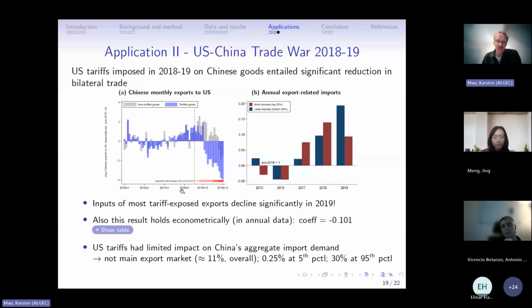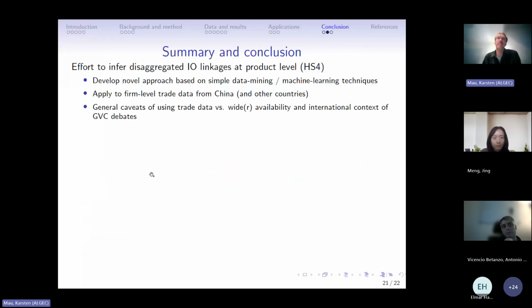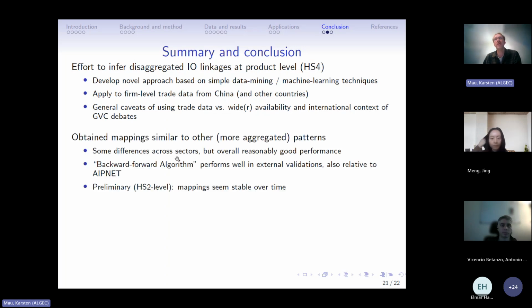So these are the two applications we have at the moment. Maybe just to summarize very quickly, and then maybe there's some time and interest for questions. We are really trying to develop a method to infer these input-output linkages at the product level. At the moment, I think it is going quite well, although we still have to do some refinements. There are also some problems and caveats when using trade-level, firm-level trade data. But so far, I think it is performing relatively well, and we hope to develop this approach further to get a bit more clear-cut results.